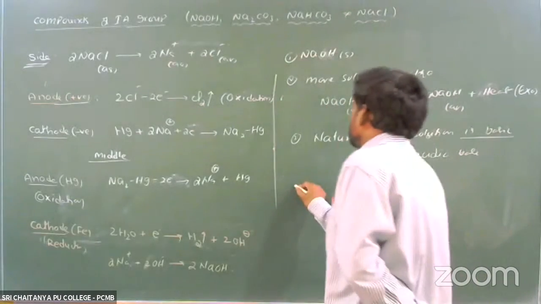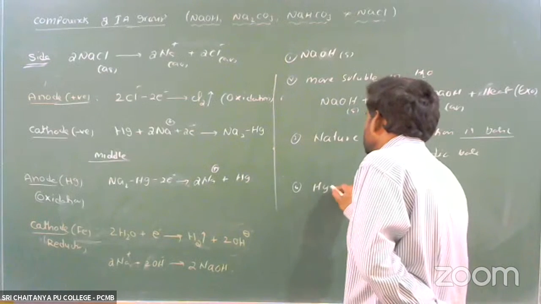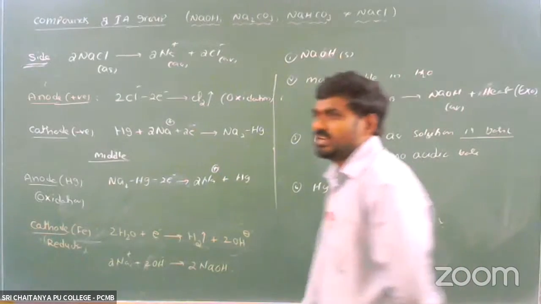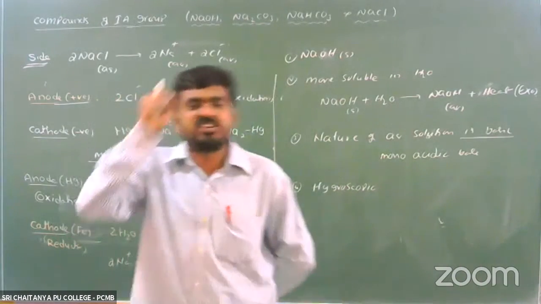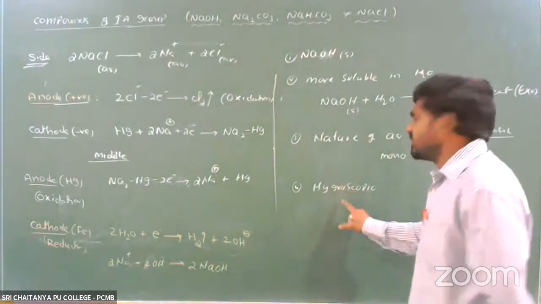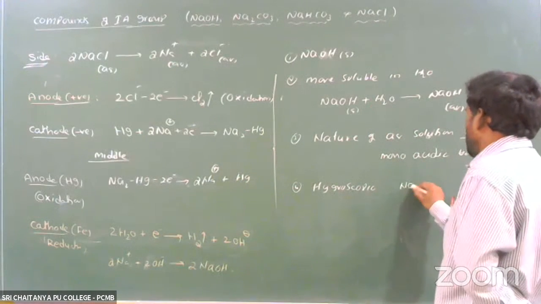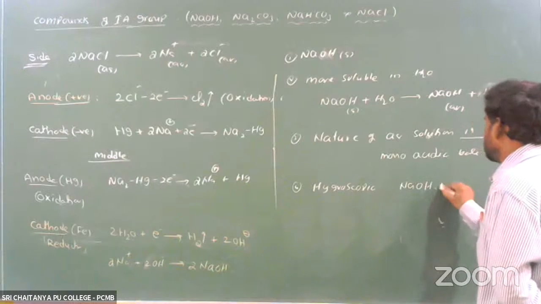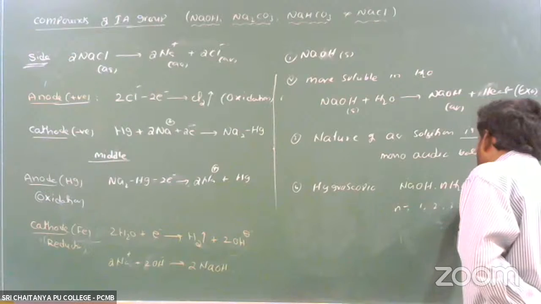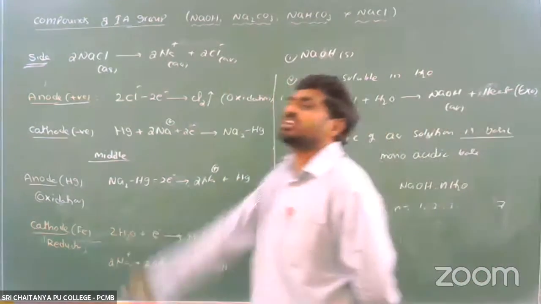Next one, sodium hydroxide is hygroscopic in nature. Hygroscopic nature means it can absorb moisture from atmospheric air. So it can form hydrated salt. It forms NaOH·nH2O, where n value is 1, 2, 3 up to 7. It can coordinate 7 water molecules.